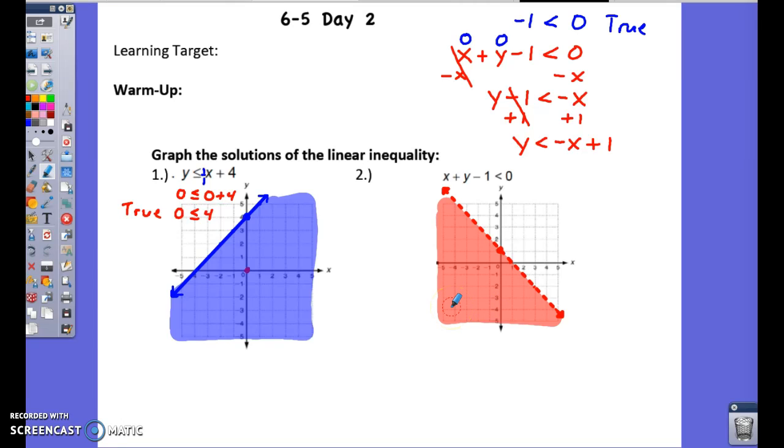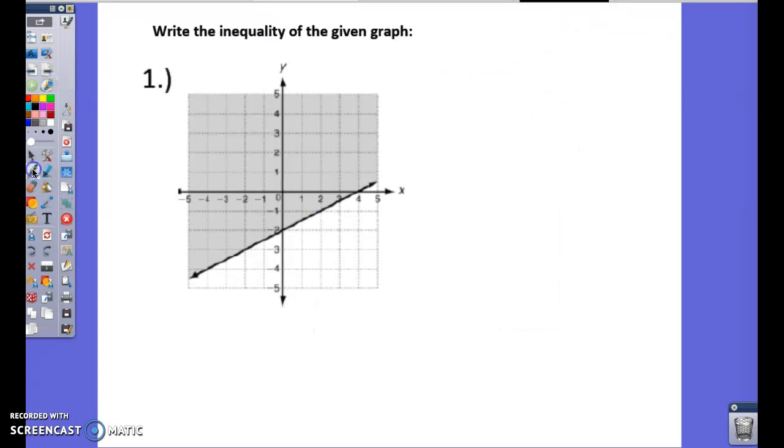Okay. So hopefully you did well with those 2 warm-up activities. We're now going to transition into the newer material. It's actually the same thing we just got done doing, but kind of in reverse order. Instead of giving you the inequality and asking you to create the graph, we're going to give you the graph and say, okay, let's work backwards here and figure out what the inequality would be.